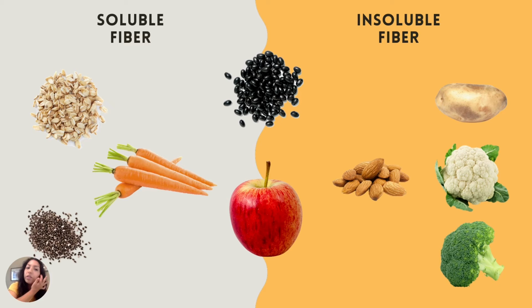So here's some examples of soluble fiber and insoluble fiber. Soluble fiber includes foods like oats, chia seeds, and carrots. And insoluble fiber includes almonds, potatoes, cauliflower, and broccoli. And you can see here in the middle, there are beans and an apple, because these have both types of fiber. So I want to emphasize here that one fiber is not necessarily better than the other. They are both important to have in your diet.